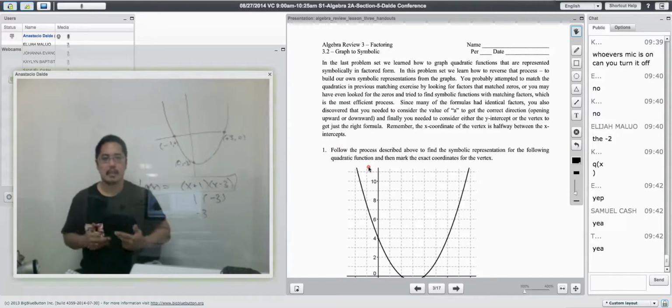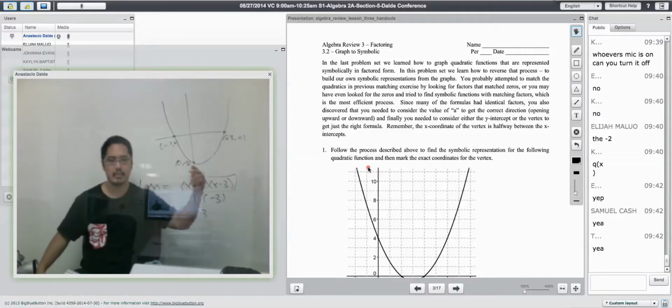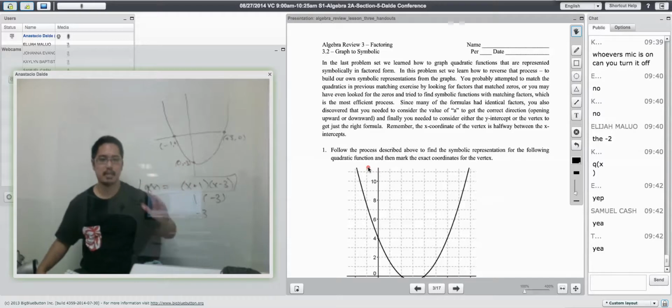In the last problem set, we learned how the graph of quadratic functions is represented by symbolic and factored form. In this problem set, we learn how to reverse the process. We basically take a graph and we're turning it into a symbolic form. We're trying to match these things up.